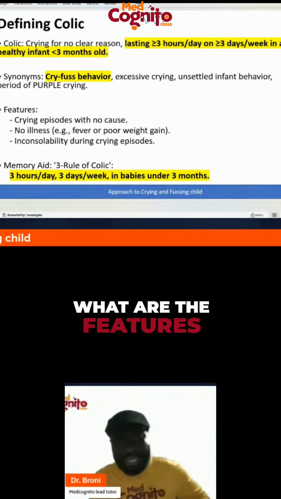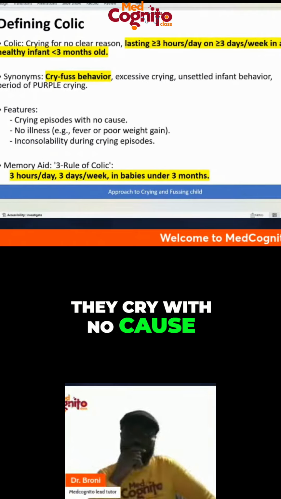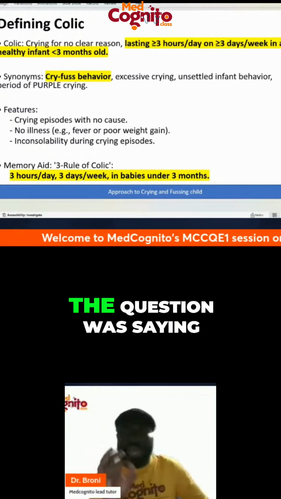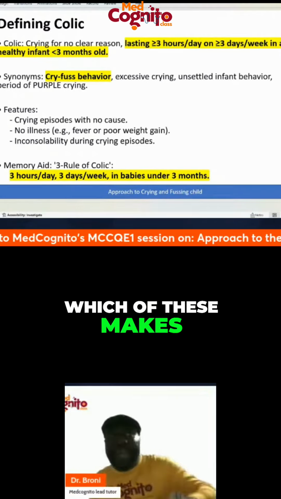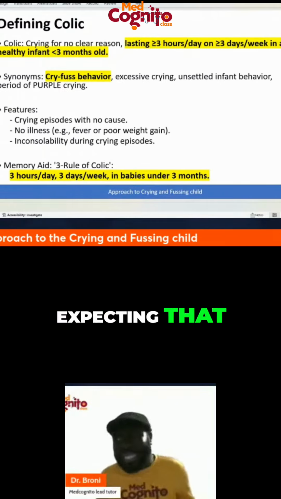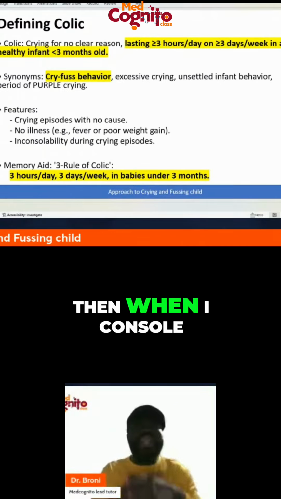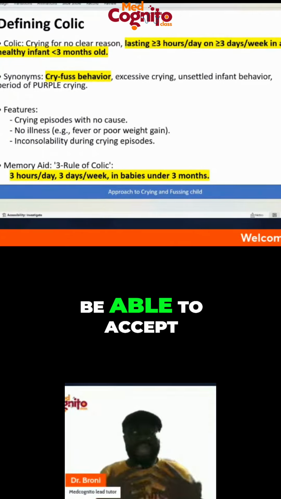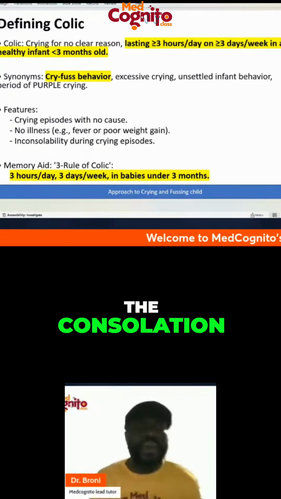Now, what are the features of colic? They cry with no cause, no illness. So that is why the question was saying which of these makes the diagnosis of colic less likely. And usually you were expecting that, okay, if the child is well, then when I console the child, they should be able to accept the consolation, but they are inconsolable.